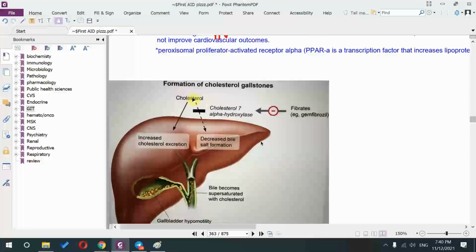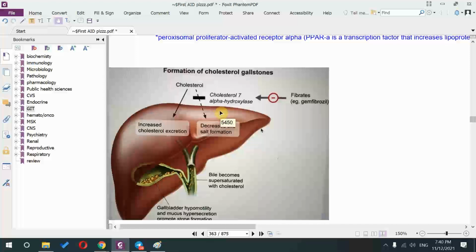Cholesterol can be metabolized by the following. It can become bile salt, and/or it can be excreted as cholesterol. And how can it become bile salts? Well, with the use of the enzyme cholesterol 7-alpha hydroxylase.